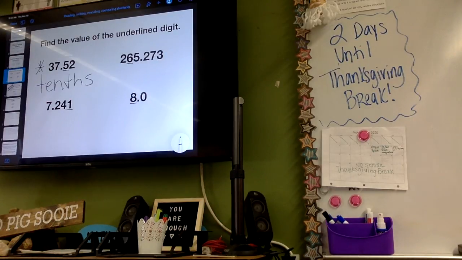But somewhere next to that number, your 5 is your tenths place. Okay? Now, let's look at the number next to it. So this number, 265.273. Now write that number in your place value chart. 265.273. Once you can tell me what place that 6 is in, put your thumb up. The 6. So we're looking at the 6 this time.